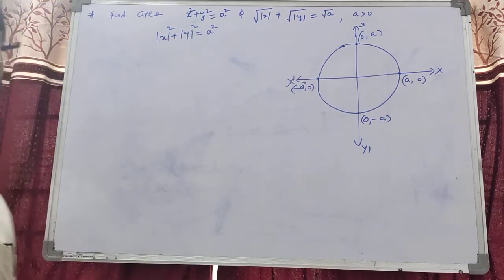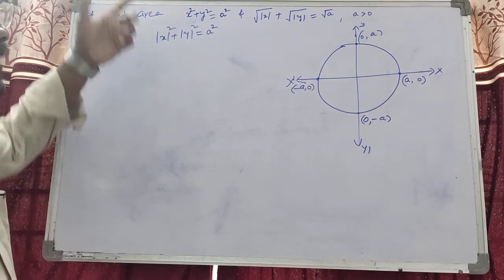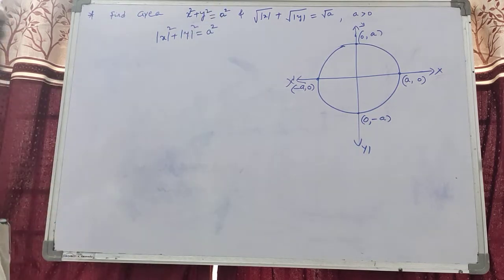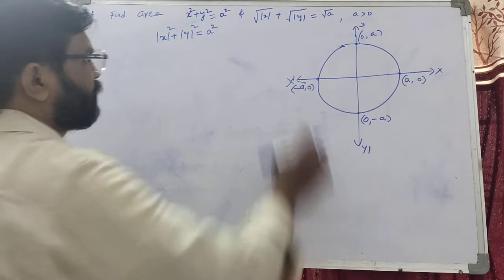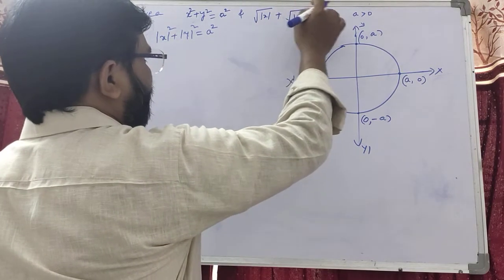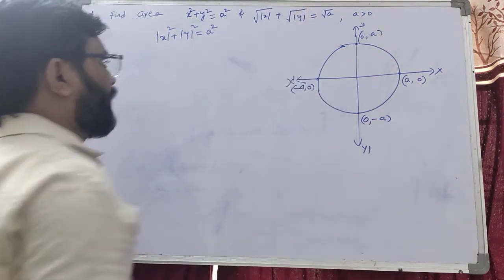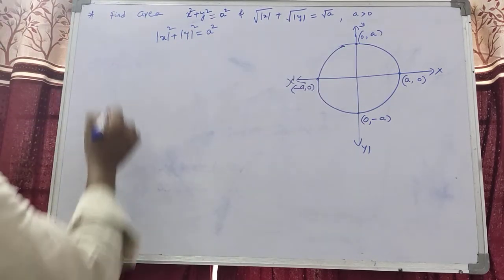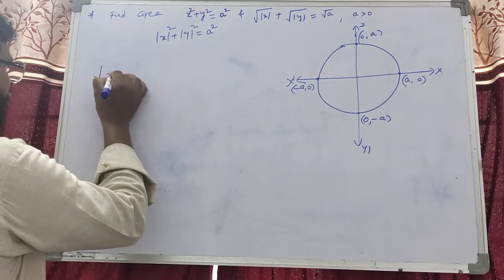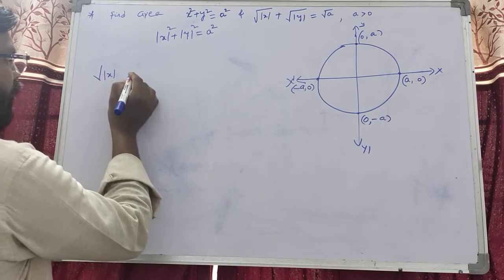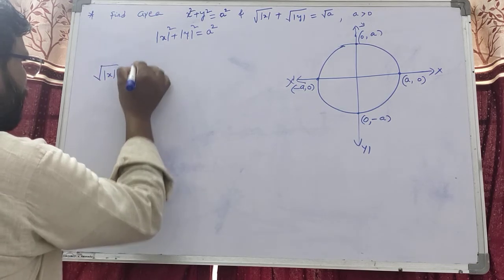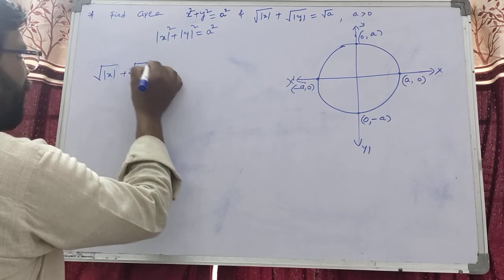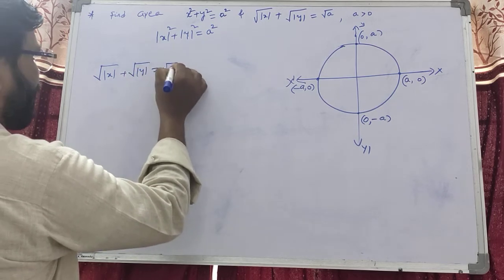We know that the mod means plus or minus, whole square, but what is the other one? Root of mod x plus root of mod y. First you can draw the graph of this one. How to write the second one? Dear students, this is root of mod x plus root of mod y equals root a.